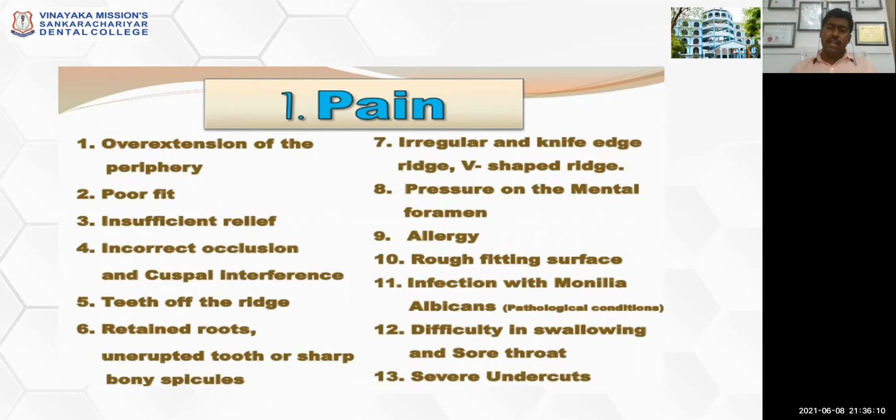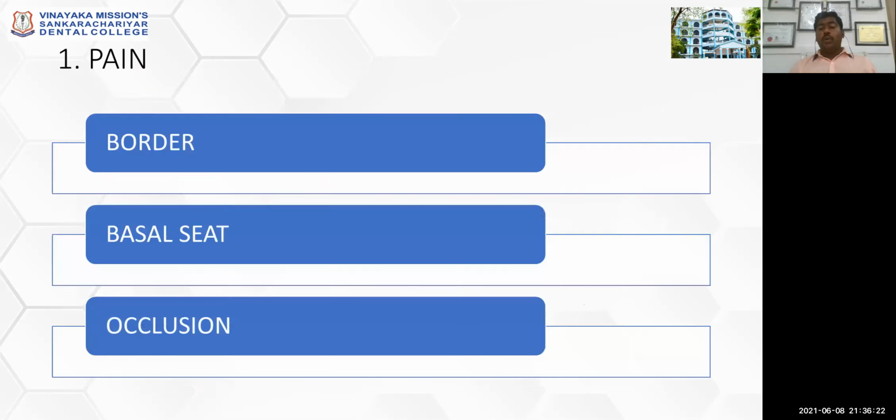So all these factors put together primarily cause pain, which is so much that the patient is not able to wear this particular denture. All right. So where does this pain actually originate from? It originates from three different regions of your complete denture. It either originates from the borders, it originates from the basal seat, or it originates during mastication.